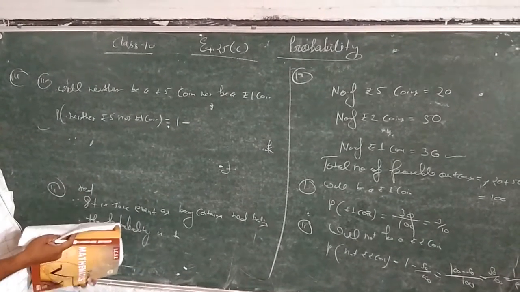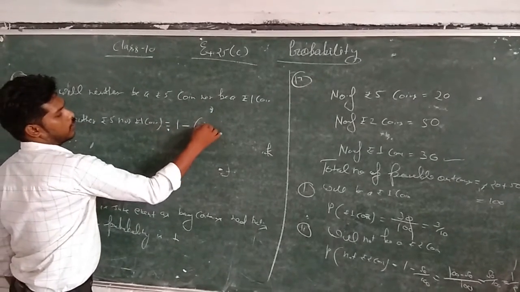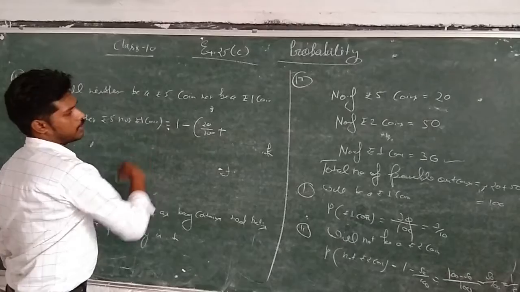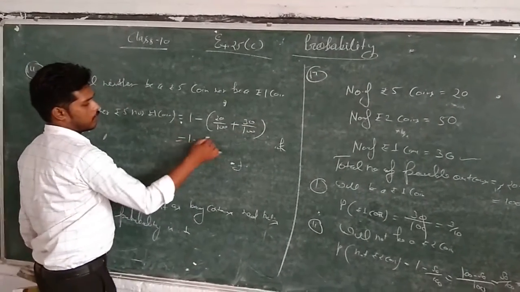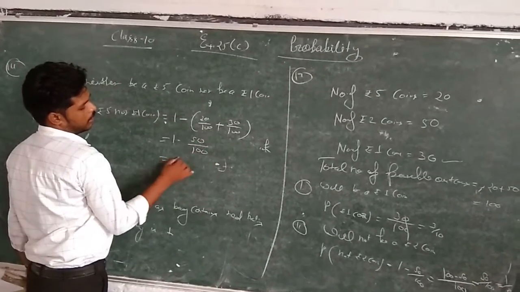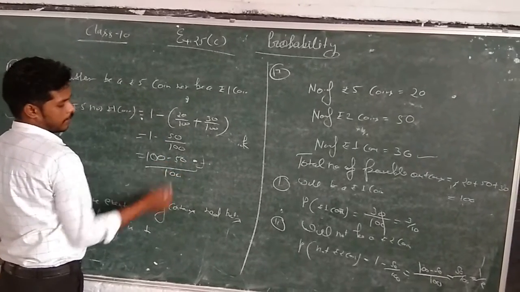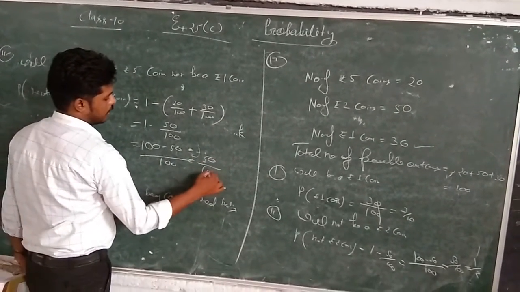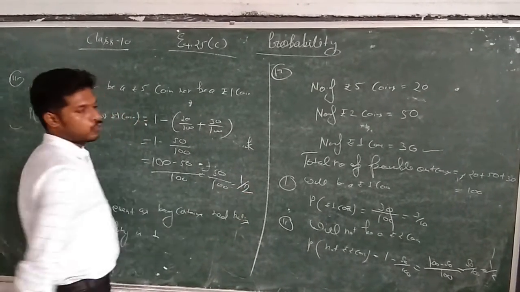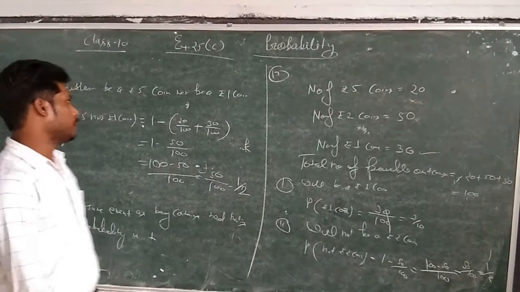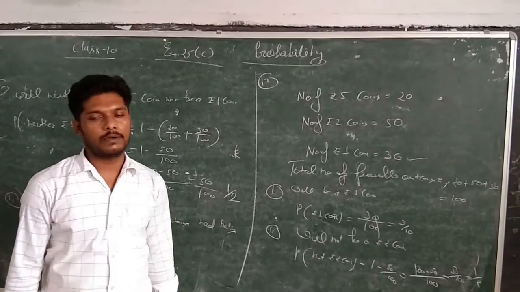You can observe that the number of rupees 5 coins is 20, so 20 upon 100, plus rupees 1 coins are 30, so 30 upon 100. If you subtract, you will get 100 minus 50 upon 100. With the help of LCM, you will get 50 upon 100. When you reduce it, you will get 1 upon 2. It means out of 2 coins, there is 1 coin which is neither rupees 5 nor rupees 1 coin.